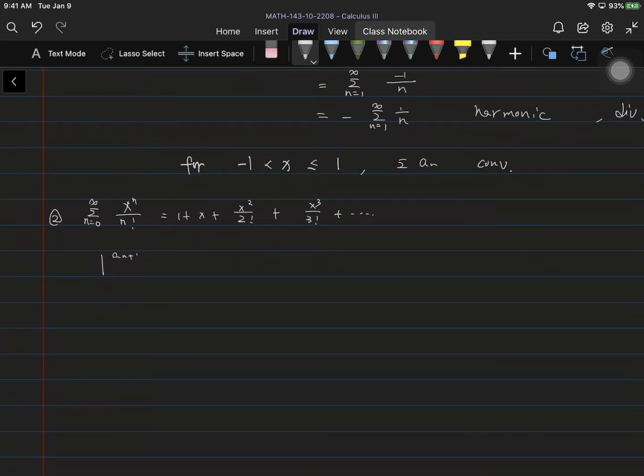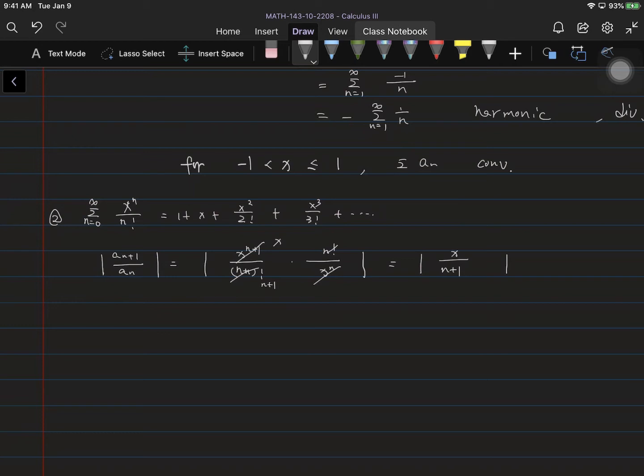We do the ratio test to the absolute value of a_n. This equals x to the n plus 1 over n plus 1 factorial, times n factorial over x to the power n. Simplify. The n factorial cancels with the n plus 1 factorial, and the x to the n cancels with the x to the n plus 1, leaving x. Clean up: x on the top over n plus 1, right?